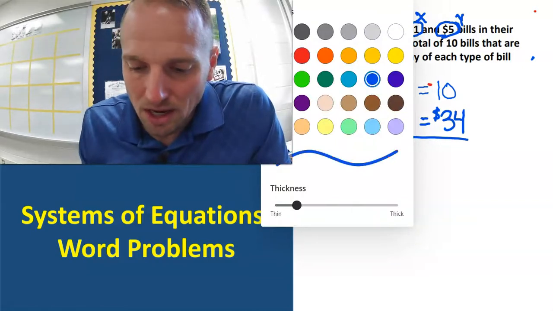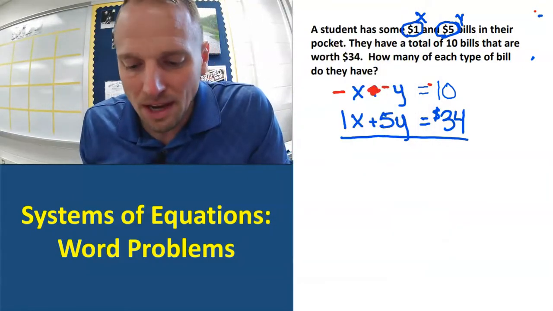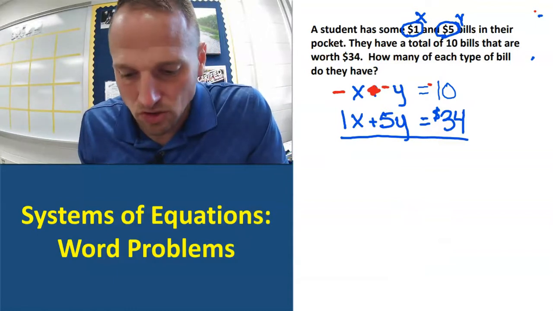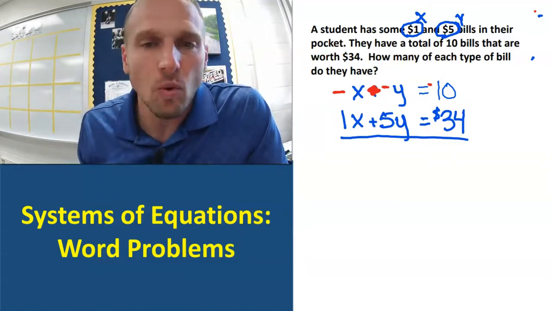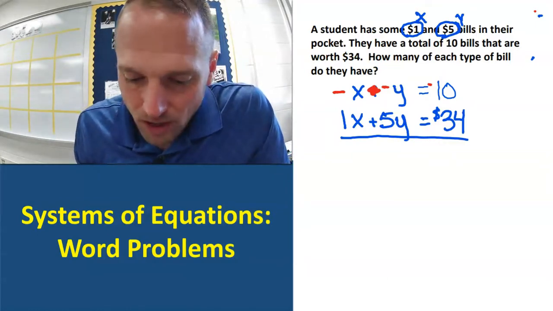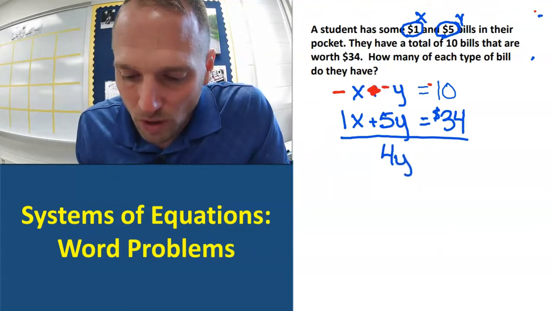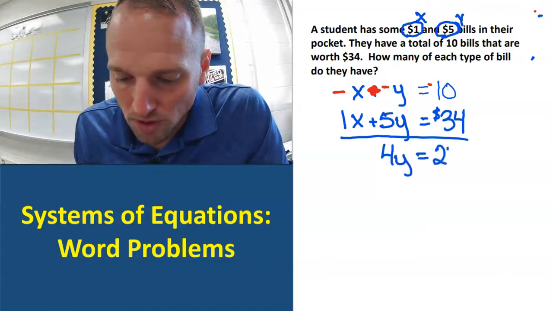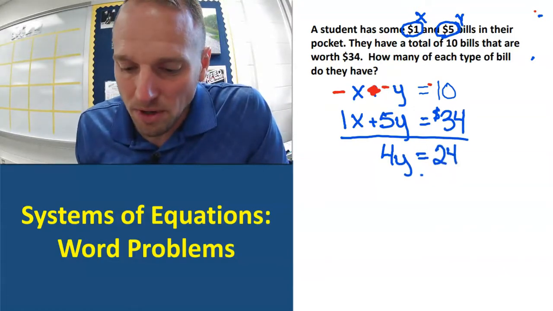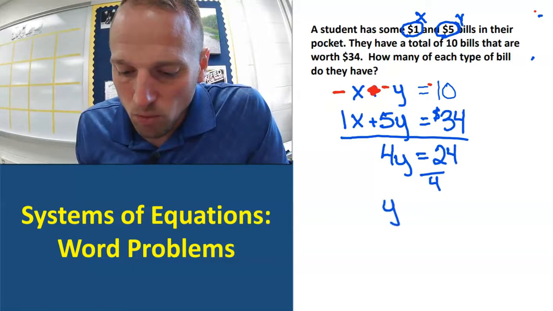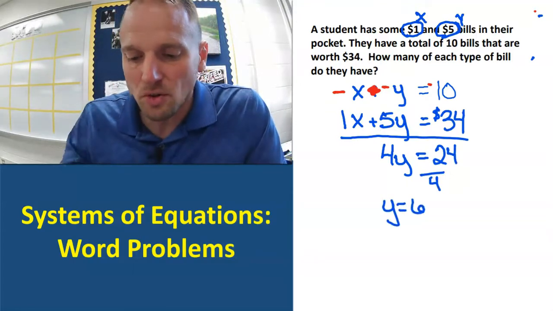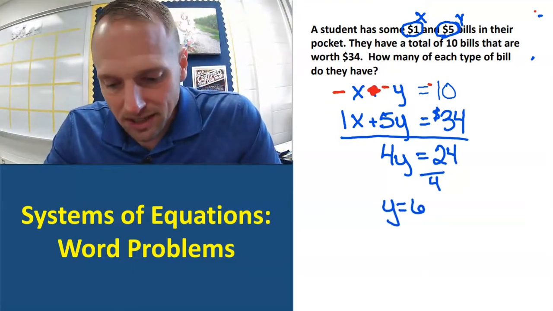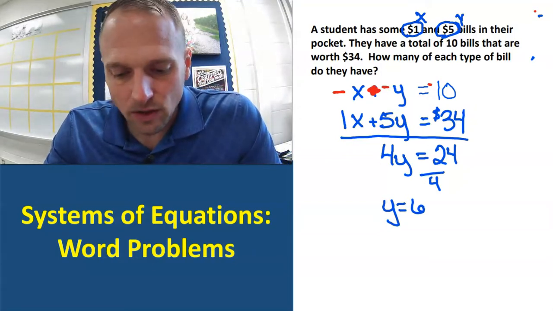And then let's go ahead and solve this. Negative 1x plus 1x is 0. That's just eliminated. My negative 1y plus 5y is going to be a positive 4y. And negative 10 plus 34 is going to be 24. Easy from here, divide by 4, and we'll get y equals 6. So it looks like I have 6 of the $5 bills.